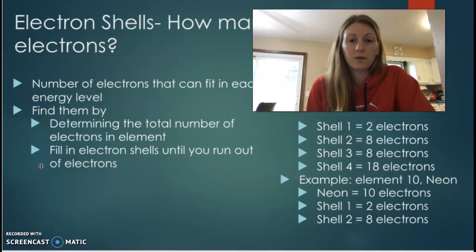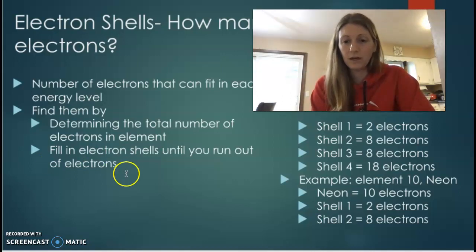So what I want you to think about is how many electrons are going to be gained or lost. In order to figure that out, you have to determine the total number of electrons in each element. That's your first step. And once you do that, then you want to fill in the electron shells until you run out of electrons. Over here, I've kind of listed the shells for you.